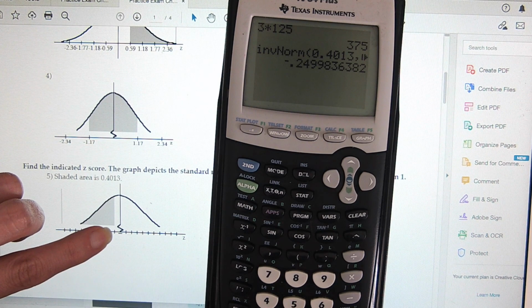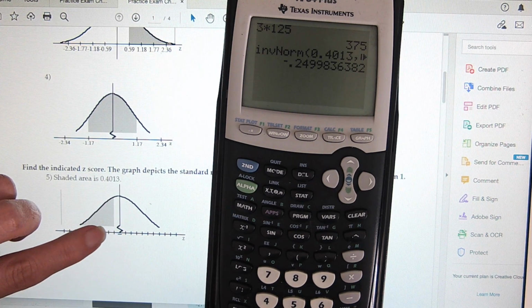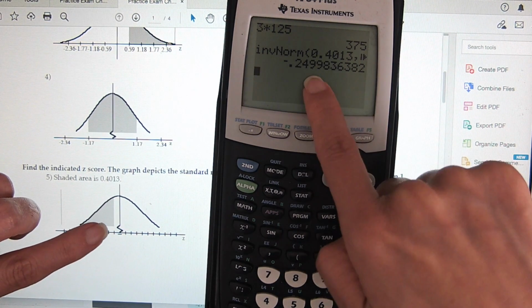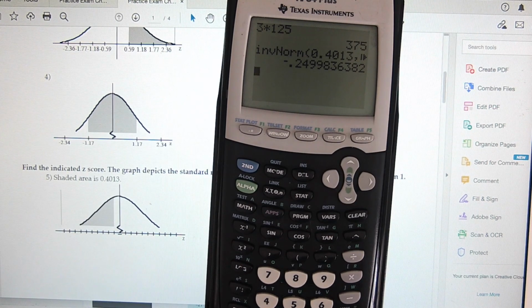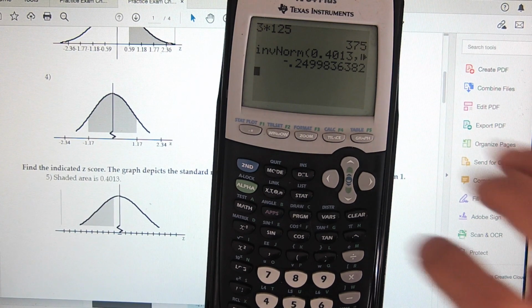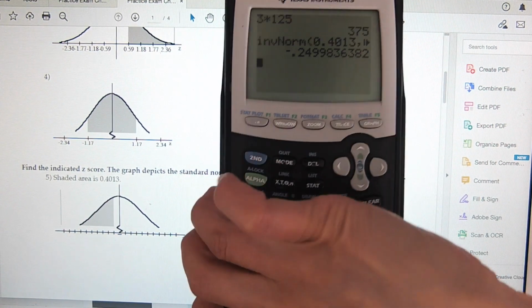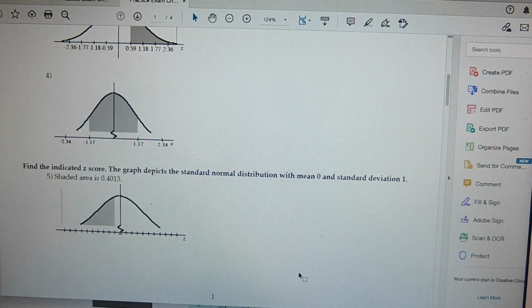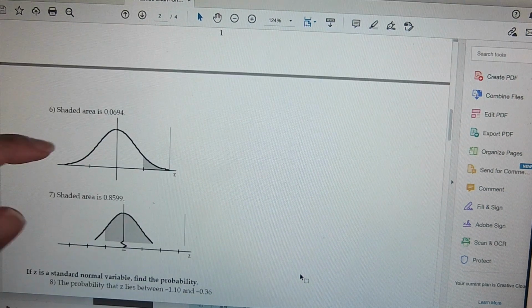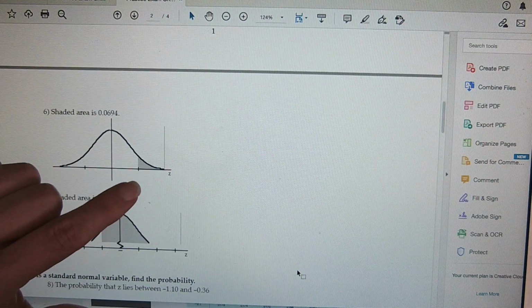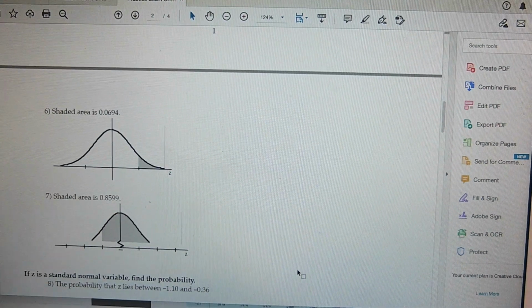But I'm sure it's going to be negative because the center is 0. I'm looking for the negative number. That looks right. You guys okay with that one? Make sure you understand that. Am I looking for the area or am I looking for the point? This is all inverse norm questions.